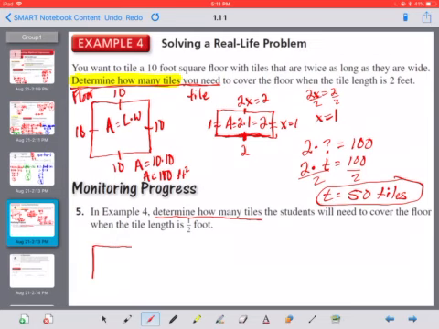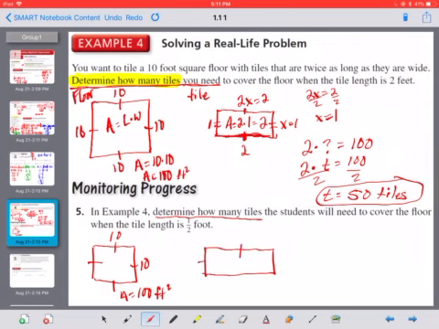Okay. Our floor, still 10 by 10. Area 100 feet squared. Our tiles changed though. Okay. If the length is 2 times the width, and if our length is now 1/2, okay, what is our width? Well, 2x equals 1/2 divided by 2. Okay, so x equals 1/2 divided by 2.